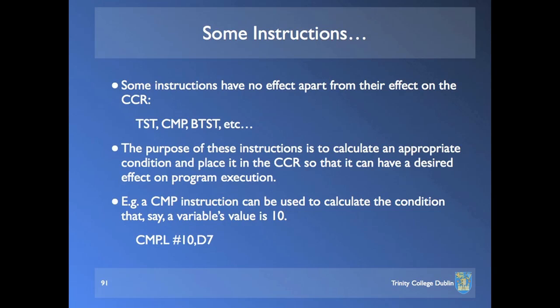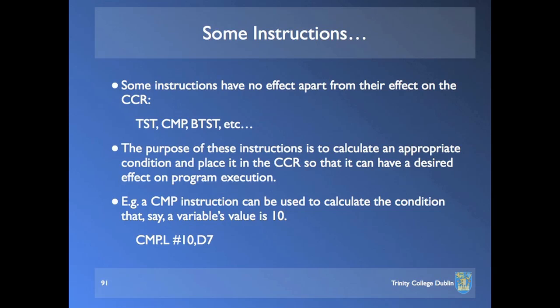So there are some instructions that have no effect at all. I was going to use a very rude analogy, but I thought I'd better not when being recorded. But they have absolutely no effect at all. So you have an instruction which doesn't do anything at all except it may set up the condition code register. It may calculate a condition and post it in the condition code register so that you can use it later.